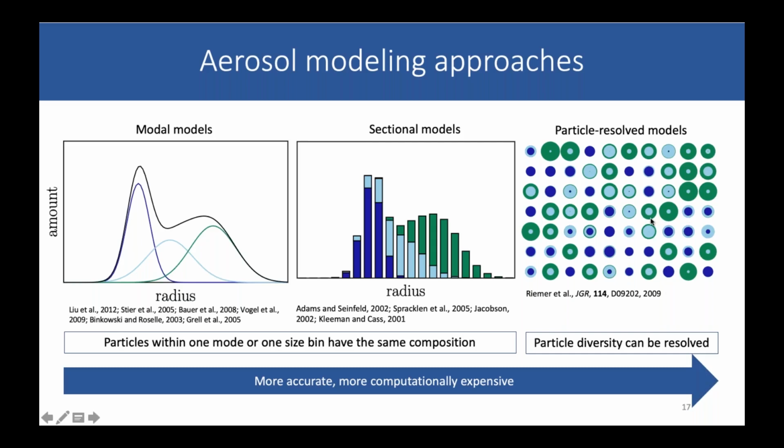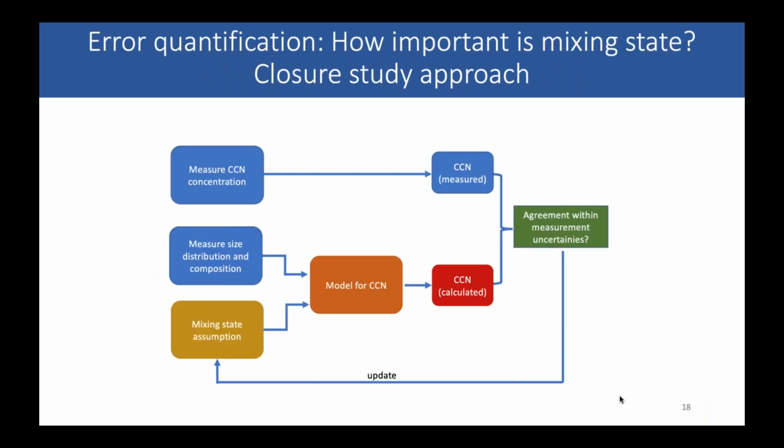On the right here is shown a particle-resolved model that literally resolves individual particles and how their composition changes over the course of the lifetime in the atmosphere. So as I go from the left to the right, these modeling approaches become more accurate, but also more computationally expensive. Now, how do we figure out how important mixing state is?